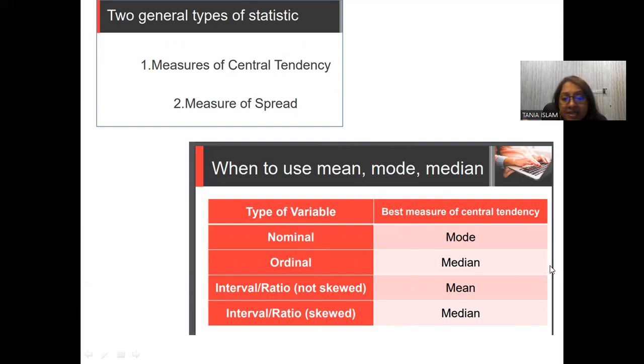This is the chart you can remember. Normally this is the most common one, but sometimes there is some exceptional one. For nominal we use the mode, for ordinal we use the median, but for interval and ratio, depending on parametric and non-parametric, we often use the mean. But when the data is skewed or not normally distributed, you need to use the median or interquartile range.